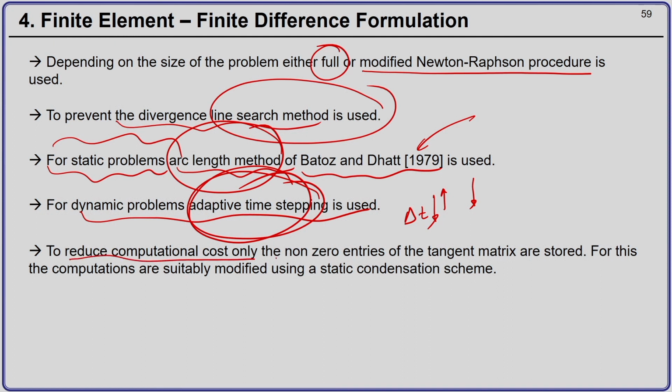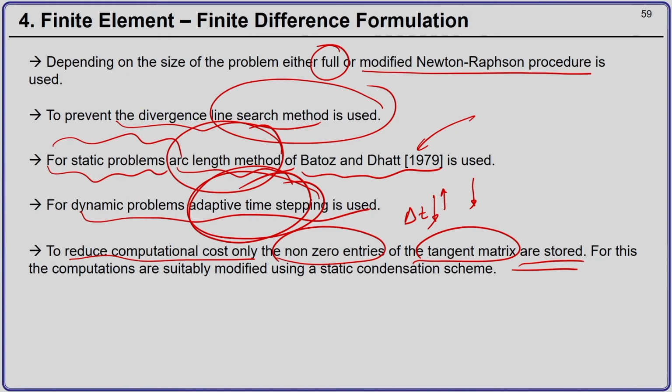Okay. And the last salient feature is to reduce the computational cost. Only the non-zero entries of the tangent matrix have to be stored. Remember, for a very big problem, your K matrix will contain only 5 to 10% non-zero values. The 90% to 95% of the values will be 0. So, we do not have to store those values. So, what do we do? We use what is called a static condensation scheme, and we store only the non-zero values of the tangent matrix. For this, the code needs to be suitably modified. Okay. So, with this we have carried out the finite element finite difference discretization of the integral equation of motion.